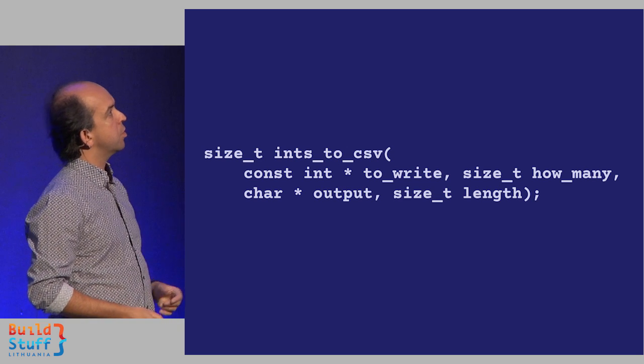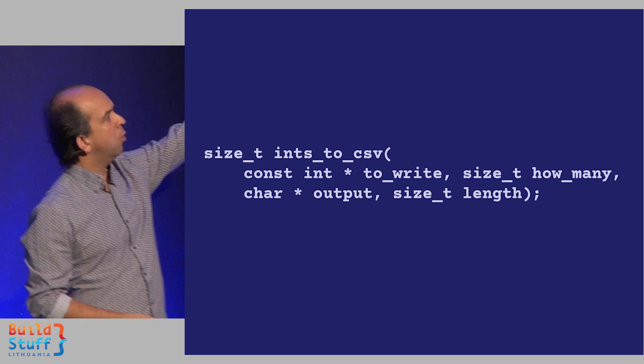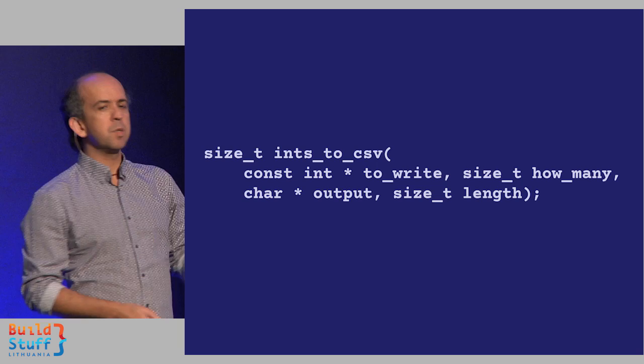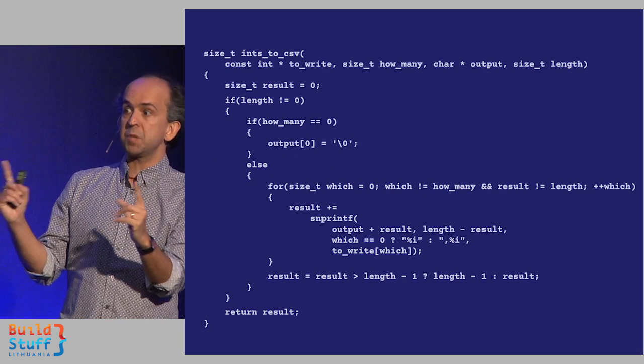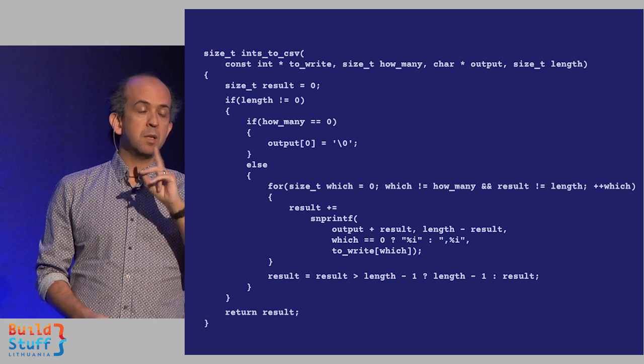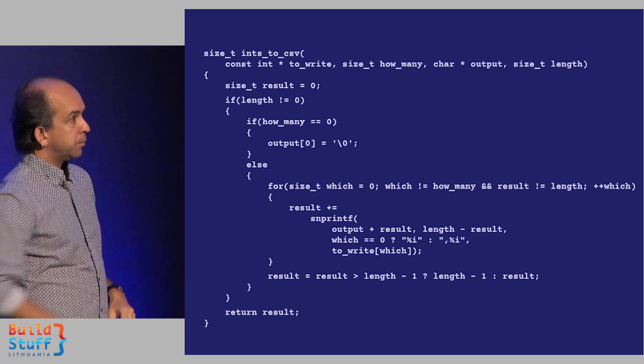I've got a function here. I've got 4 arguments. I need to account for what happens when I pass in null. What happens if I ask for no elements? What happens if I don't have enough output space? Well, that's an interesting question because it turns out there's multiple possibilities.